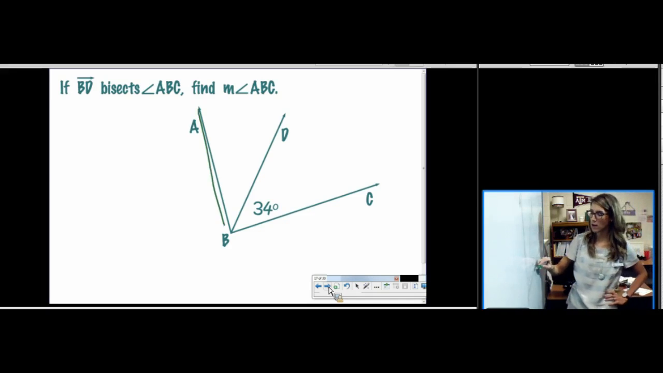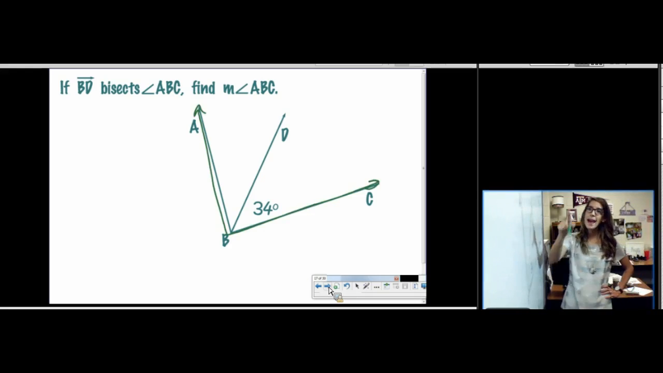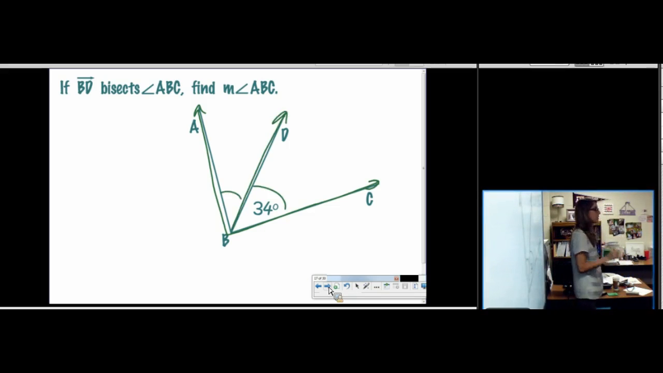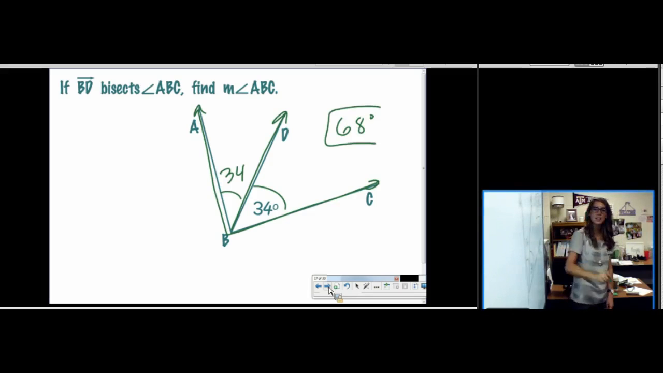ABC is our whole angle. Ray BD just cut ABC in half. Arc, arc. Remember that from the lesson? Arc, arc. Like the seal. Okay. So those two are congruent. They match. They're the same. So if this one's 34 then this one's 34. What is it asking for? ABC. What do we do? Add them together or double it. I am asking you to add. Every student in this class can add two numbers together. You guys need to step it up. 68 degrees, 34 plus 34, or 34 times 2.